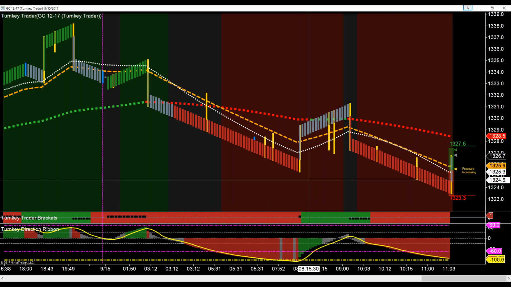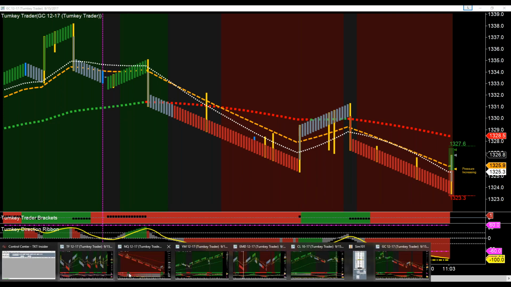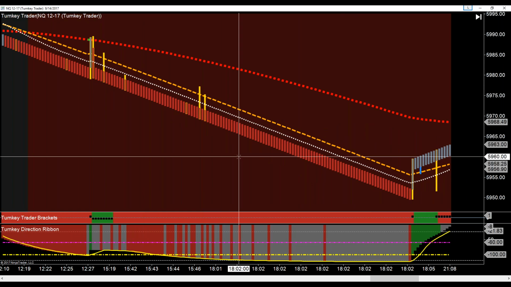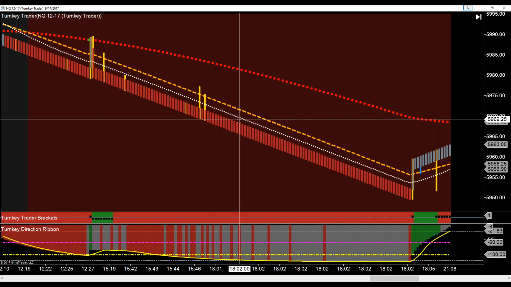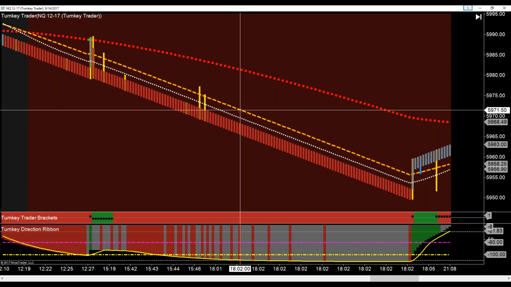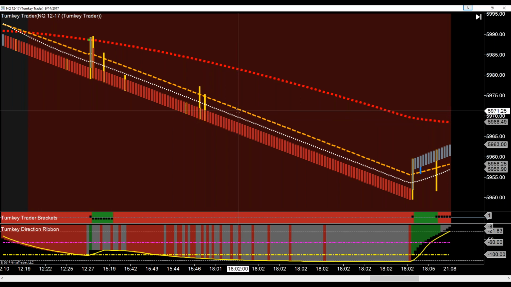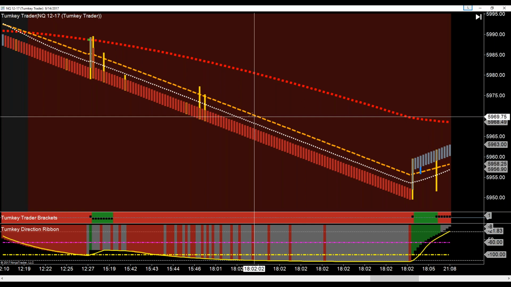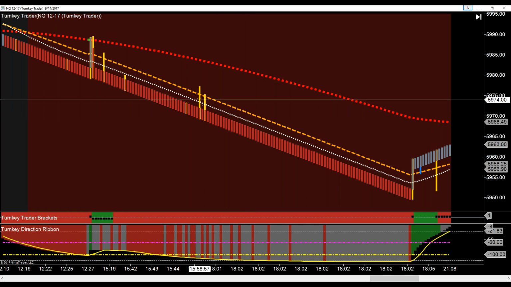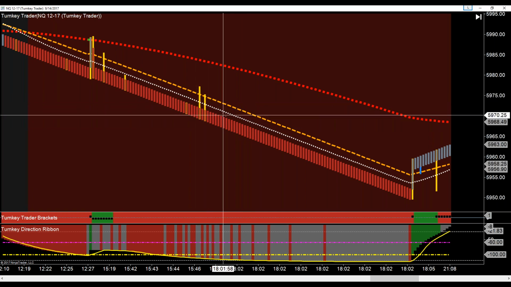If you want to leave it in as a runner, I recommend you can either trail at the white line, which gives you a pretty tight trailer, still gives you a bit of breathing room, or you can trail at the orange line, which is actually what I like to do. It gives me just a bit of a wider stop to ride over any of these wicks. Typically, they'll come up to just under the orange line. We're getting a lot of pullback here.